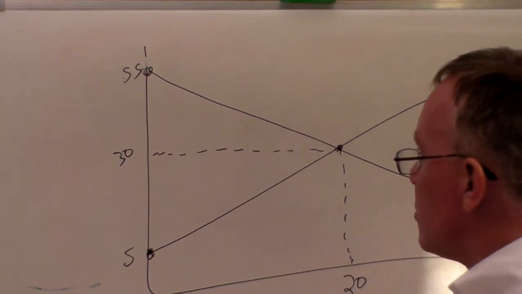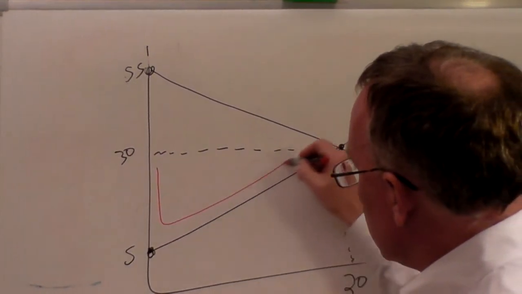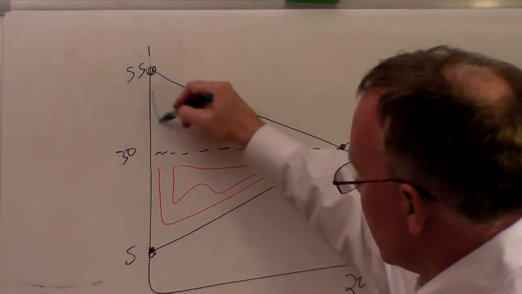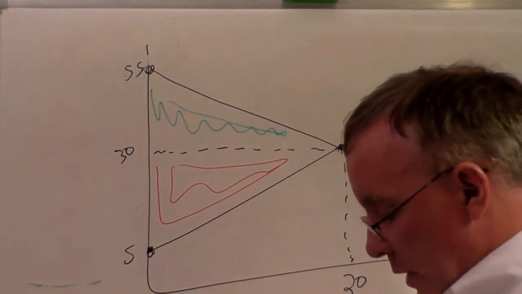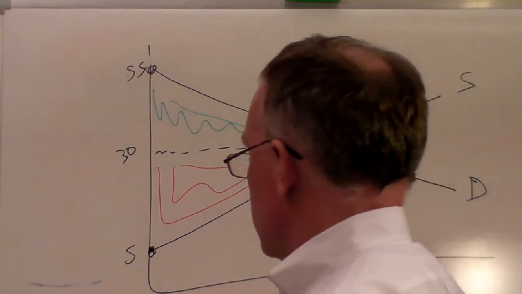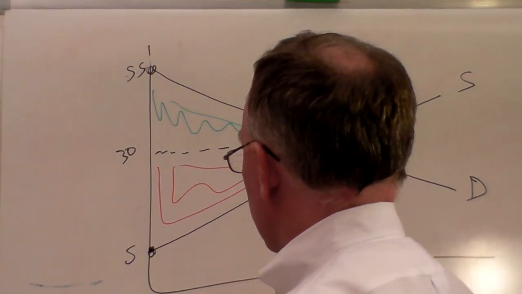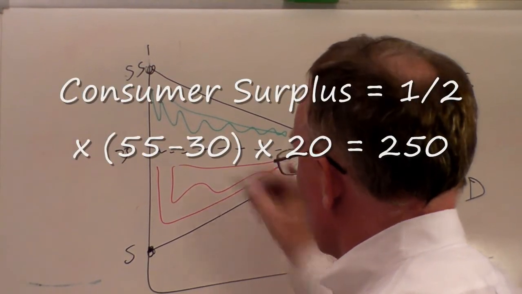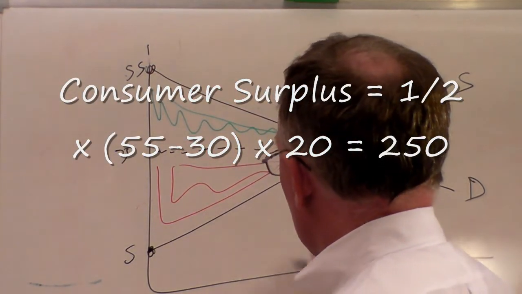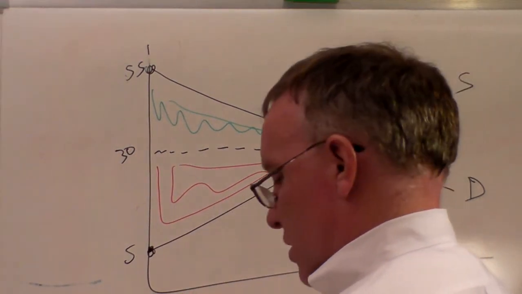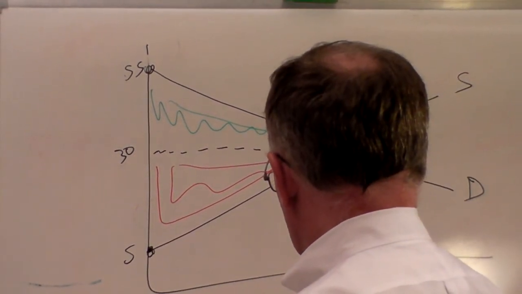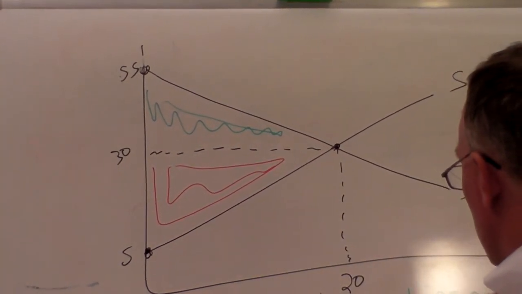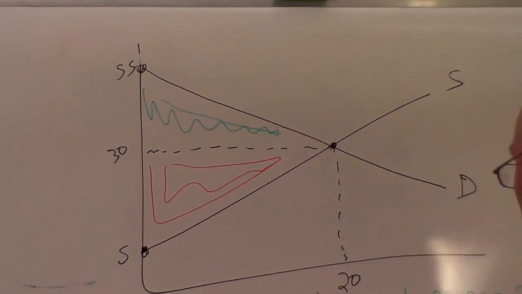And so the producer surplus would be this area, sort of here in red, and the consumer surplus would be this area up here in green. And we can actually calculate it, that the consumer surplus is going to equal half of 55 minus 30, which is this from here to here, times 20, because this is 0 and this is 20, which is of course going to be a half of 25 times 20, which is going to end up being 250.